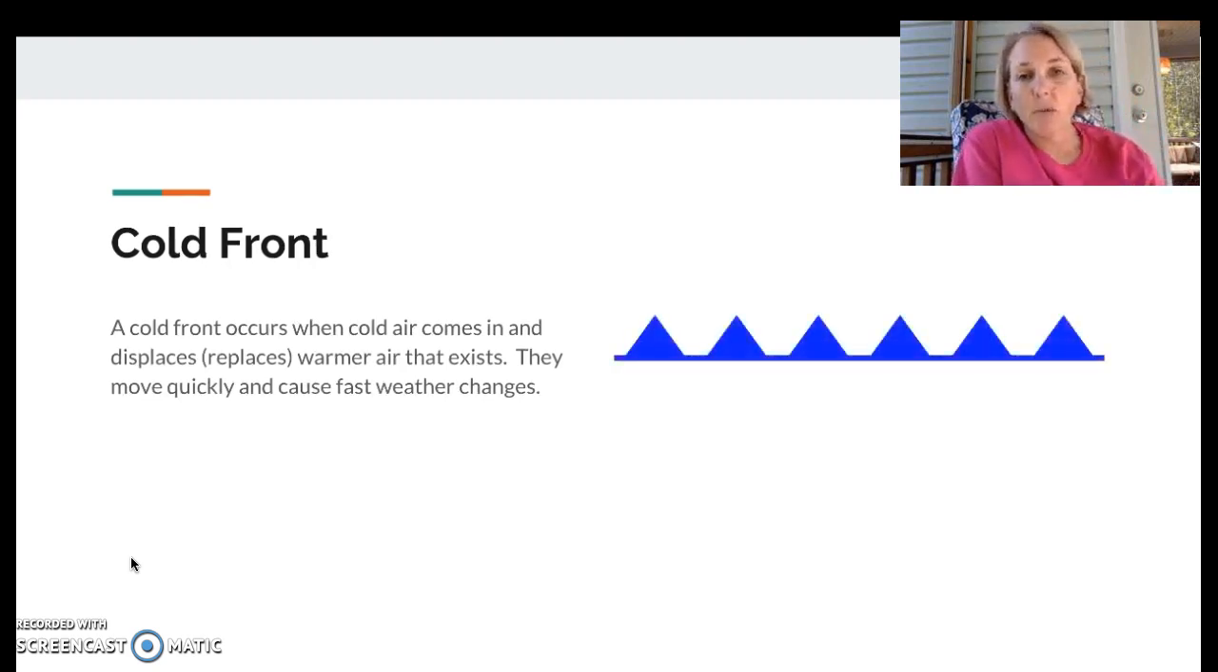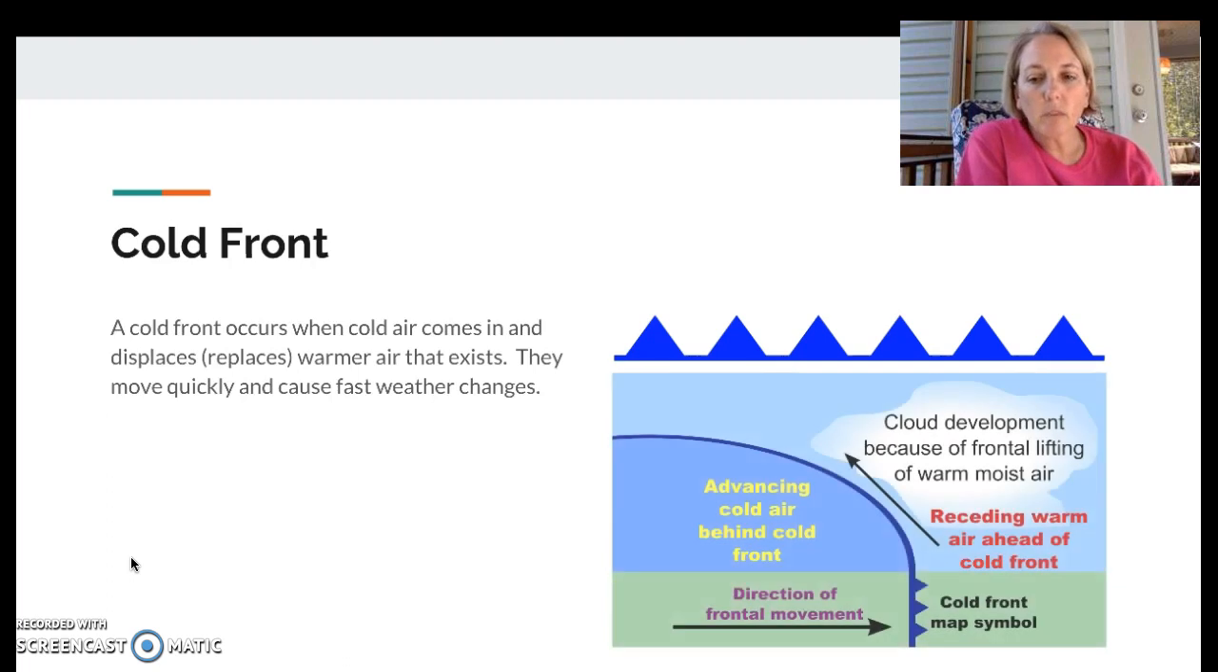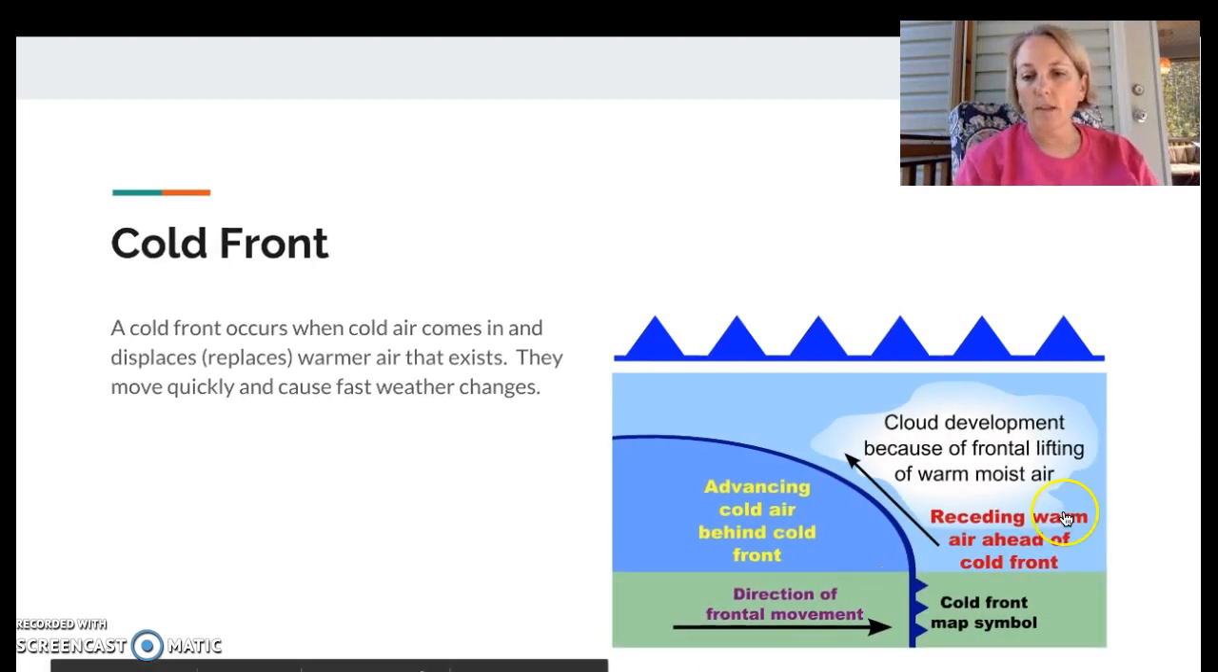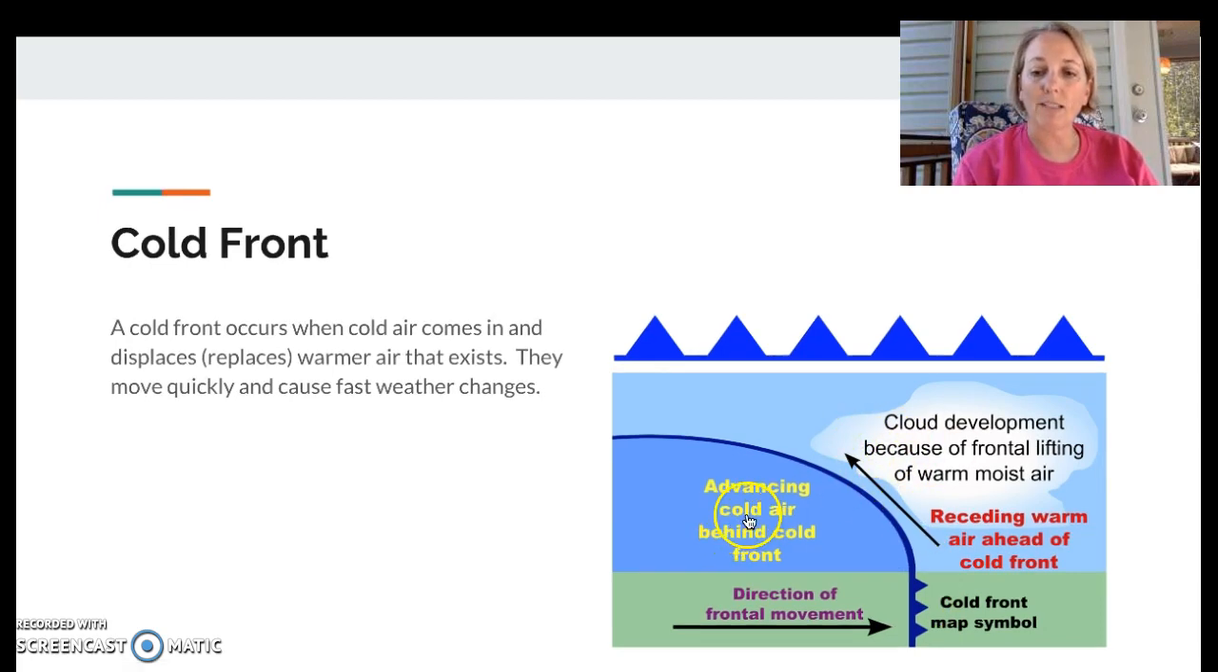This is the symbol that you would see on a weather map if you were to watch the news. It is blue triangles to represent a cold front. And here is what this looks like on a diagram. The warm air was in place right here. It is being pushed out by this cold air, and you can see this is the direction of the frontal movement. On the map, here is the symbol being used to indicate that. And we will get cloud development because this cold air is lifting this moist air up, which does create clouds.